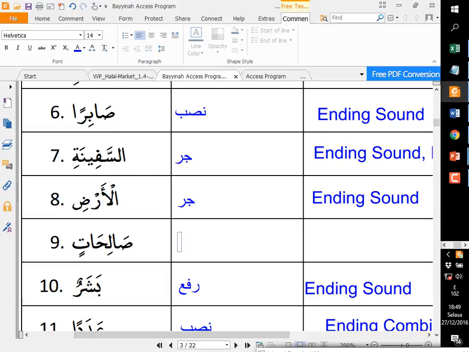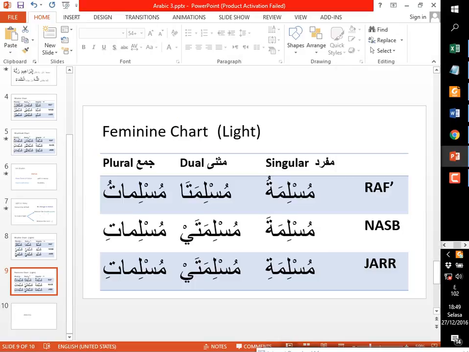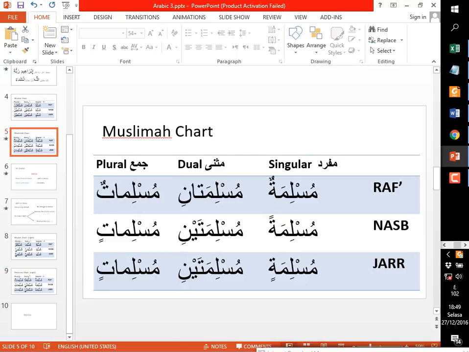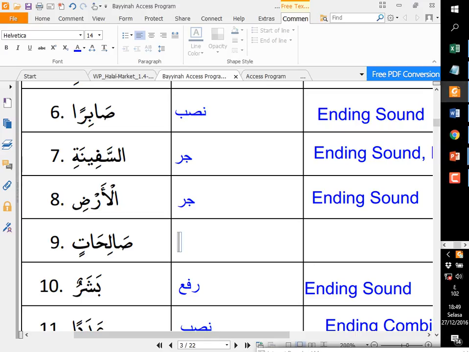Atin, how many atin in your chart? Okay, I will give you the notes. So atin, if you take a look in the Muslimah chart, look, there's two, right? It can be nasb or it can be jarr. So it is nasb and jarr, and it is for ending combination, and it is plural.